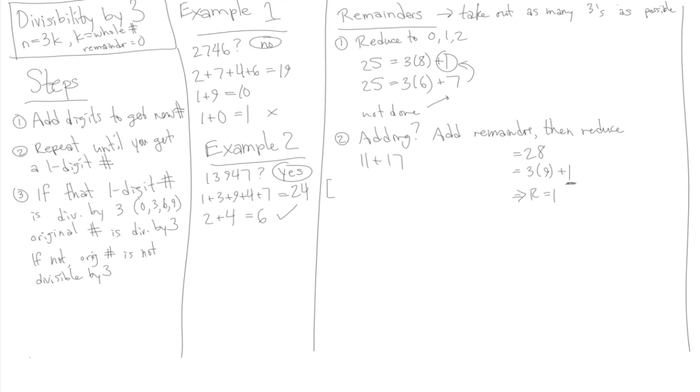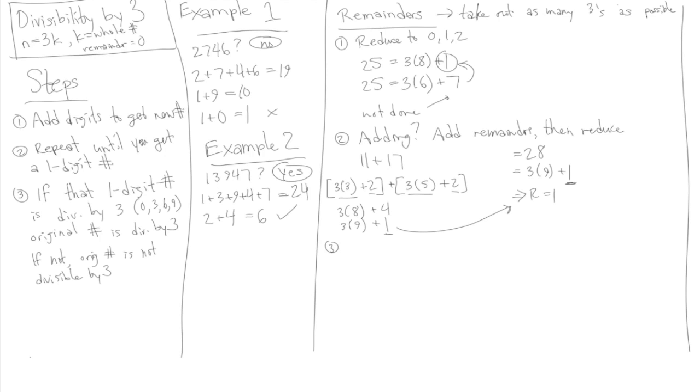So 11 is 3 times 3 plus 2. And 17 is 3 times 5 plus 2. So when we add these together, well, we have 3 times 3, 3 times 5, that's 3 times 8. And then we add over the remainders of each of them, plus 4. We're not done. We need to reduce this. When we do, we'll get 3 times 9 plus 1. Just as before, the remainder is 1.